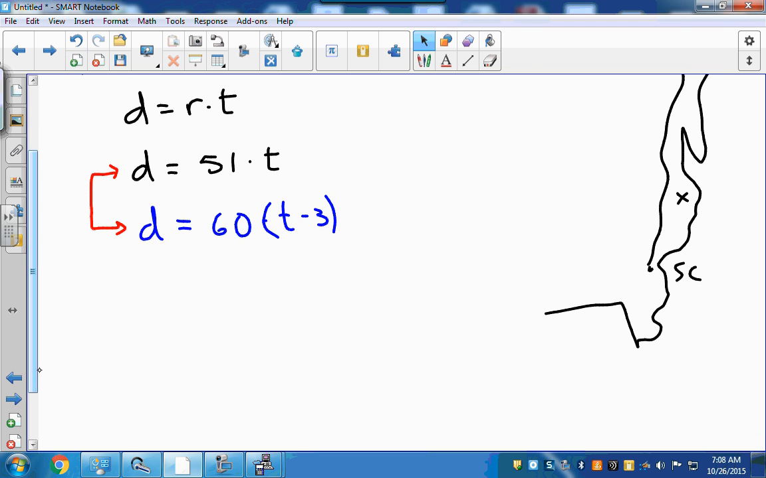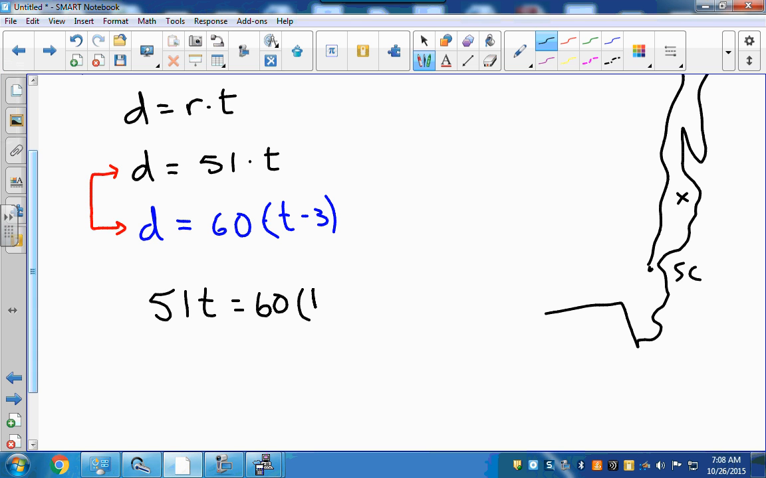We're going to set 51t equal to 60 times t minus 3, and then simplify: 51t equals 60t minus 180. So 180 is equal to 9t.